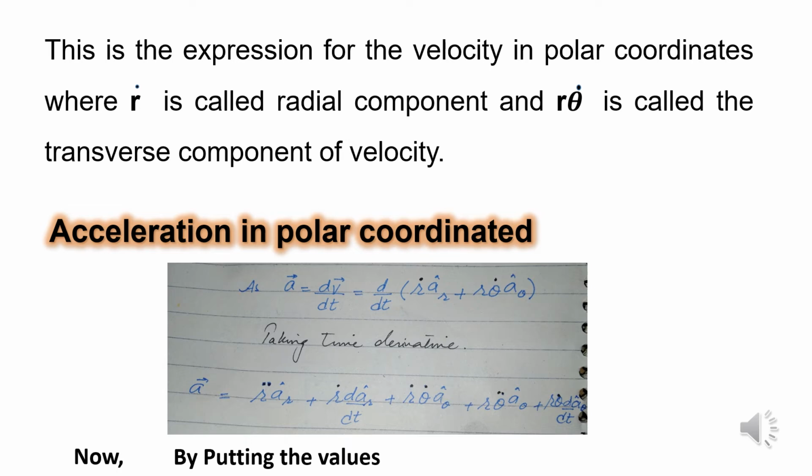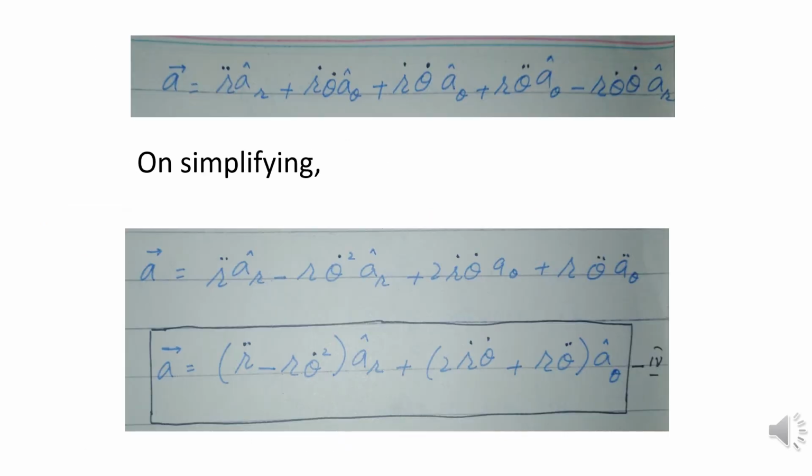Now substituting the value for d ar over dt, we get that the acceleration A vector is equal to r double dot ar cap plus r dot theta dot a theta cap plus r dot theta dot a theta cap plus r theta double dot a theta cap minus r theta dot square ar unit vector.